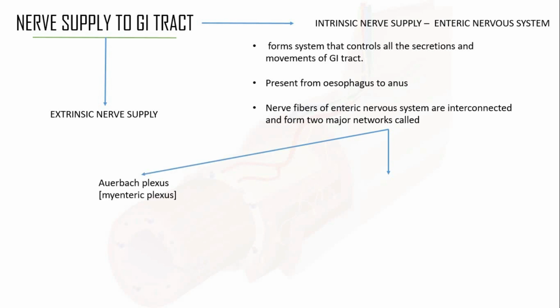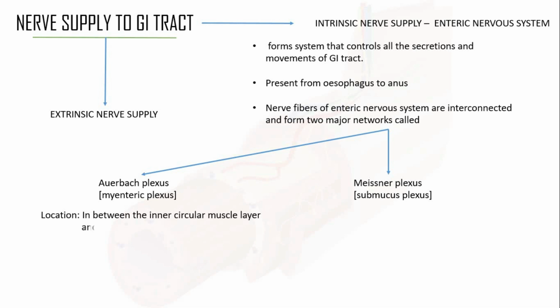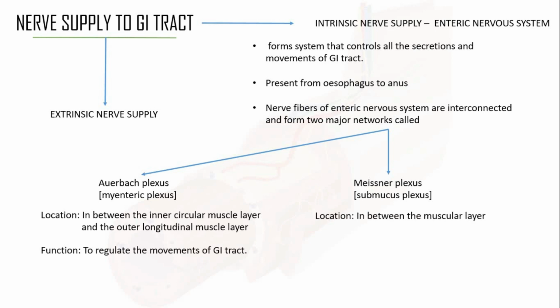Auerbach's plexus is also known as the myenteric nerve plexus and Meissner's plexus is also known as the submucous nerve plexus. Auerbach plexus is located between the inner circular muscle layer and the outer longitudinal muscle layer and regulates the movement of the gastrointestinal tract. Meissner's plexus is located between the muscular layer and the submucosal layer. Its function is to regulate the secretory functions of the GI tract. These nerve fibers cause constriction of blood vessels of the GI tract.